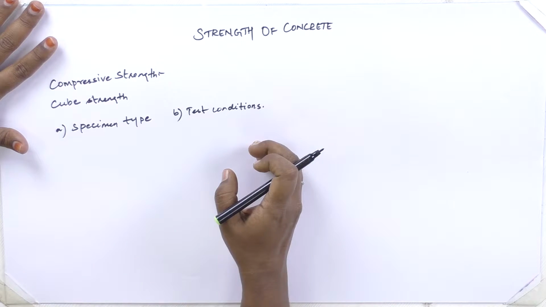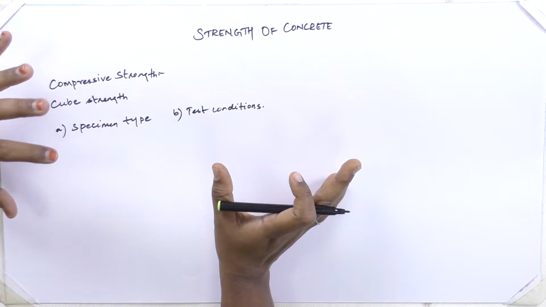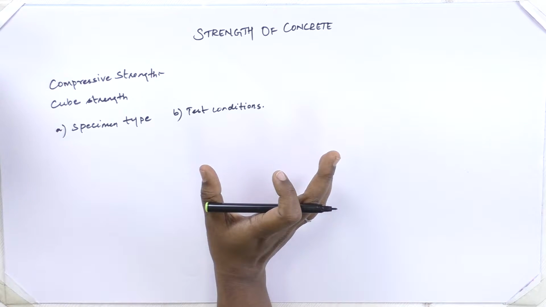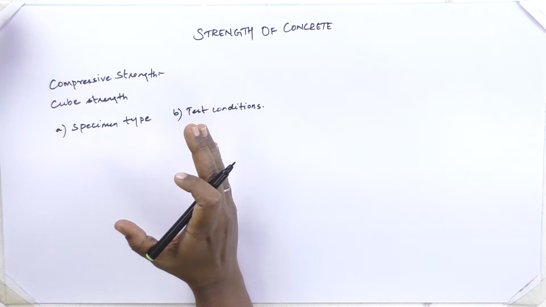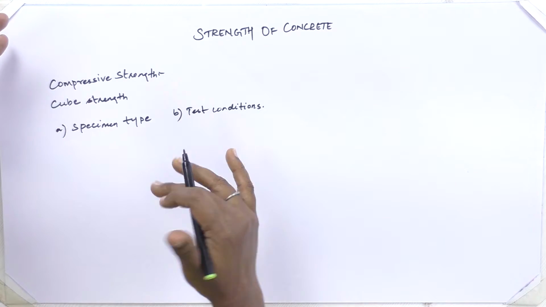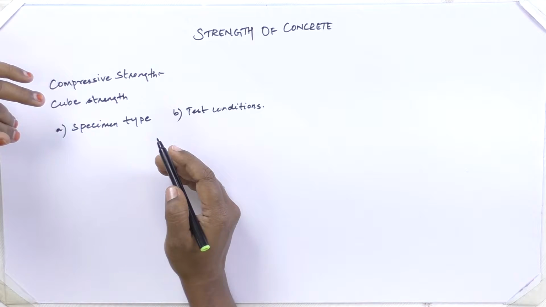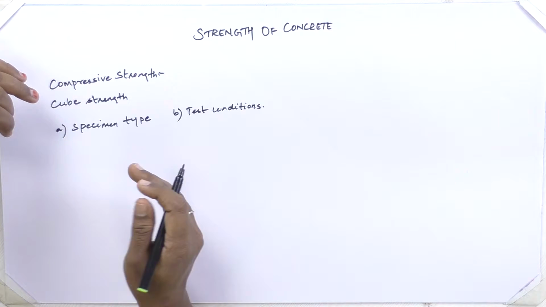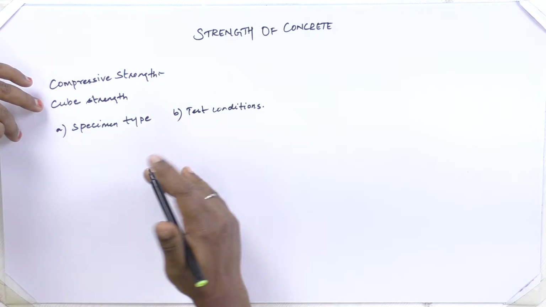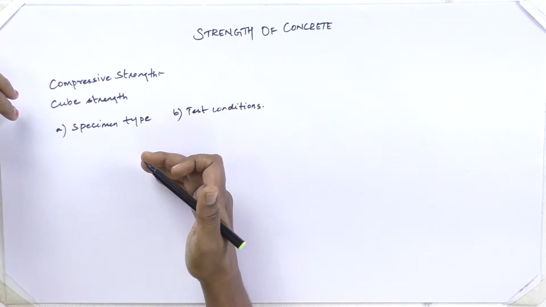So for a structural design, I need the strength of concrete. To determine the strength of concrete, I do a test on the cube strength, and based on that cube strength, I get the values which I need for the structural design. That cube strength value depends upon the specimen type and the test conditions under which I am testing the specimen.